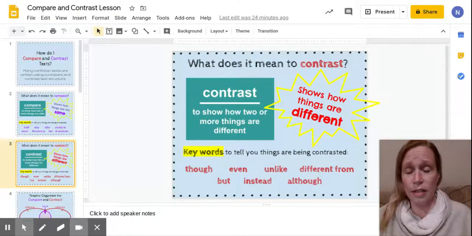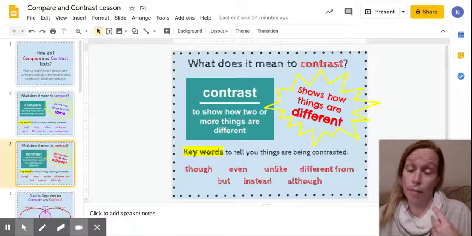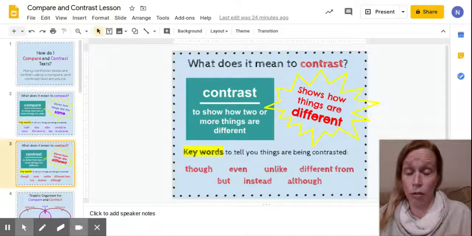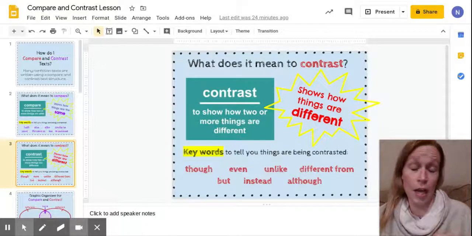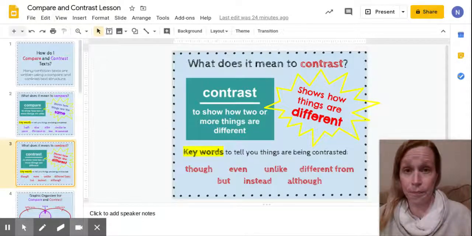So let's contrast you and me. I am an adult and you are still a child. I have children, you do not. And let's think of a third thing. I live in Jefferson Township and you live in Mount Arlington Township. So there are three things to contrast you and me.